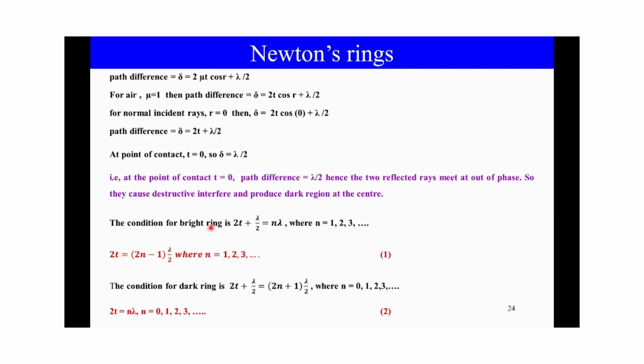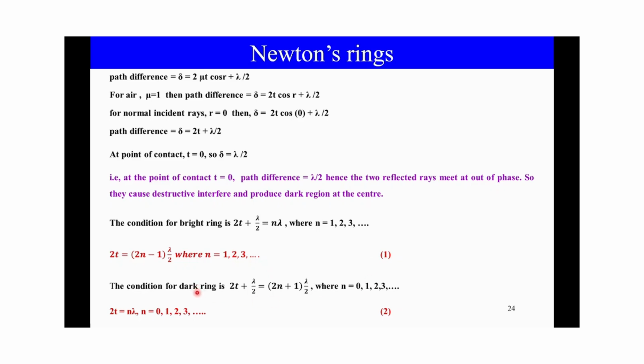Now we have to derive the condition for brightness. Now take this equation, that is delta is equal to 2t plus lambda by 2. So to get a bright ring, it is equal to an integral multiple of lambda. We already discussed this in the interference in thin film by reflection. So from that, 2t plus lambda by 2 is equal to n lambda, where n is equal to 1, 2, 3, 4 and so on. In this equation, send lambda by 2 to the right hand side and take LCM. We are going to get 2t is equal to (2n minus 1) into lambda by 2, where n is equal to 1, 2, 3, 4 and so on. It is equation number 1.